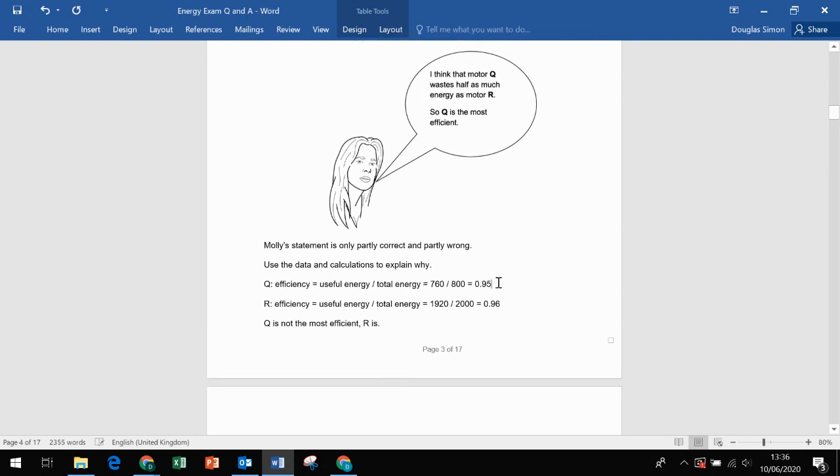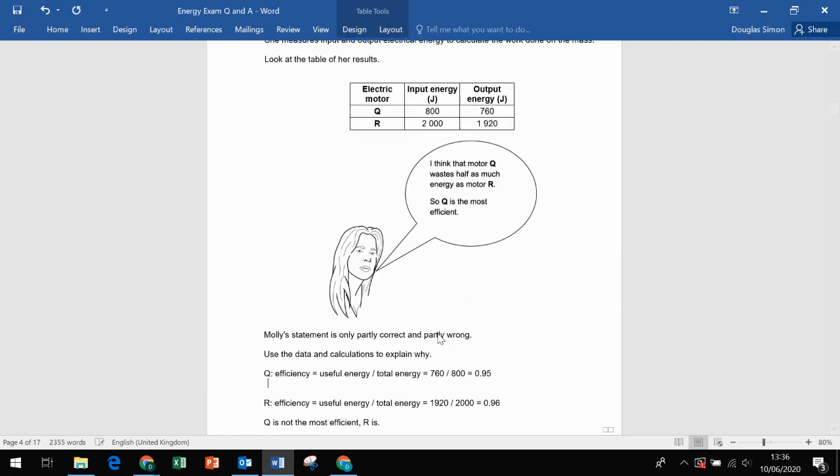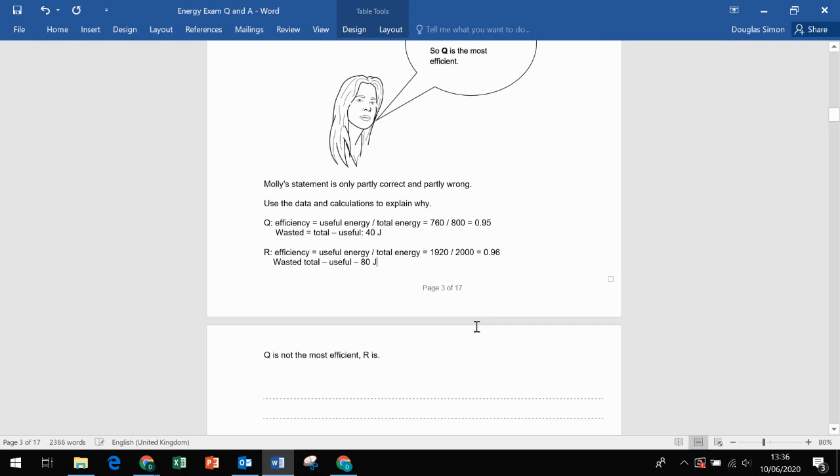So let's look at Q again. So wasted equals total minus useful, which is 800 minus 760, which is 40 joules. Let's look at R. So wasted is total minus useful, which is 2000 minus 1920, which is 80 joules. So she is correct about Q: it does waste half as much as R. So she is both correct and incorrect.